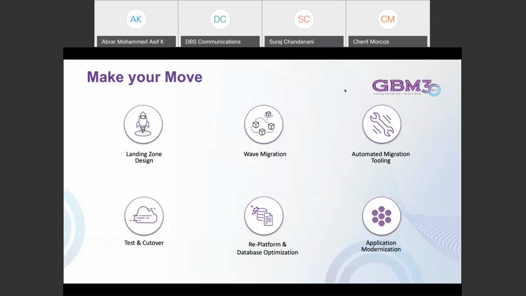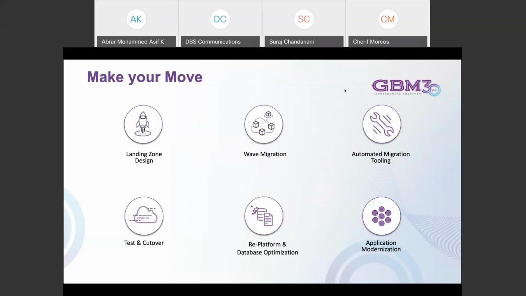Then applications would be moved in closed clusters. So if there are applications that talk a lot to each other, they'll be moved as a cluster. And different clusters would move in different migration waves. Movement can be done through automated migration tooling most of the time.